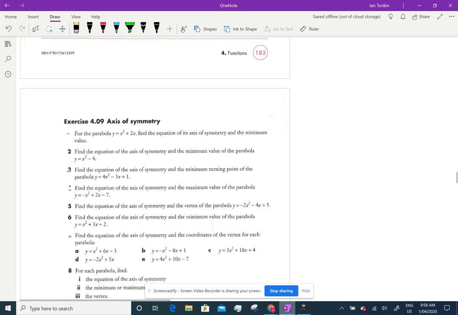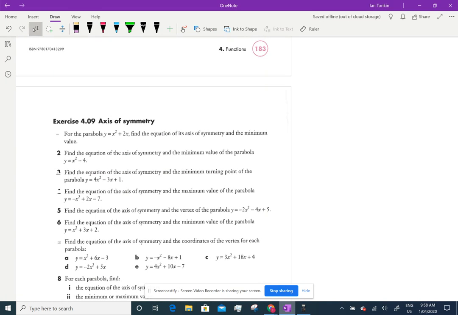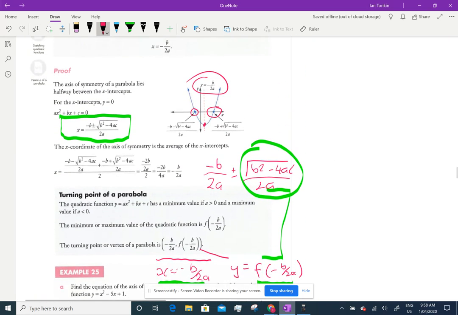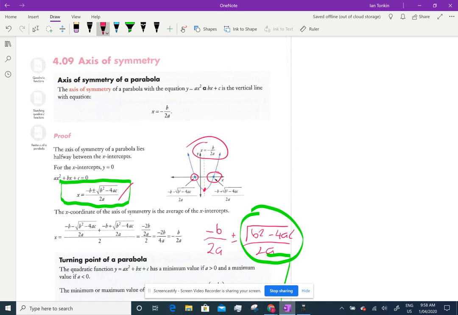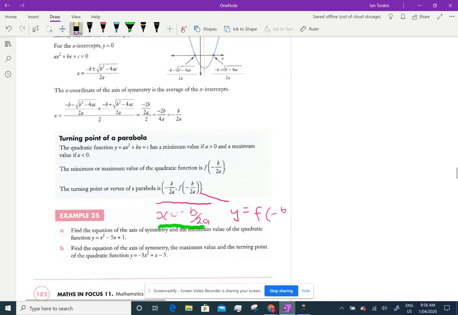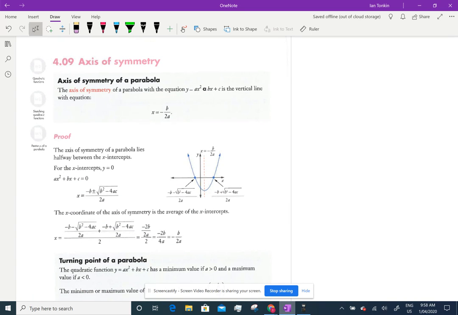So here's 409, and this one's going to be talking about the axis of symmetry. They're introducing this slowly, but we've already covered this. Now the axis of symmetry, because all quadratic equations are symmetrical, they're going to use the quadratic formula to illustrate the axis of symmetry. Now, we already know the axis of symmetry. The axis of symmetry is the vertex, and the vertex is when x equals minus b on 2a.